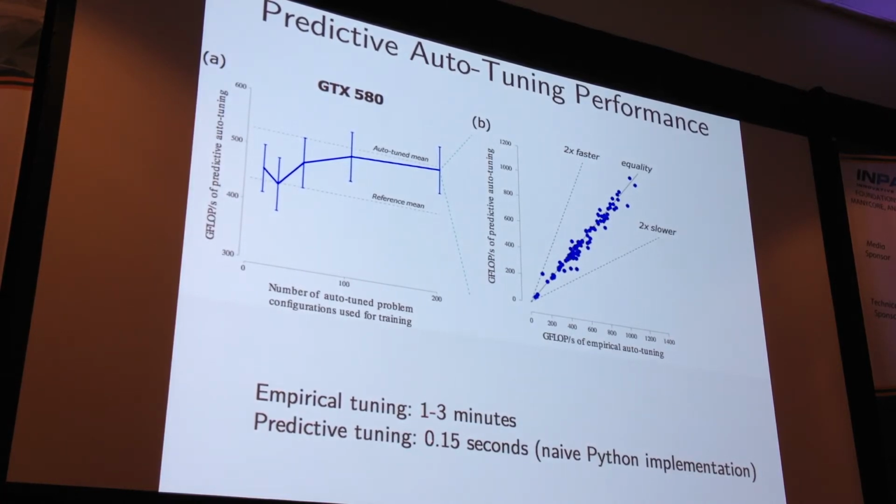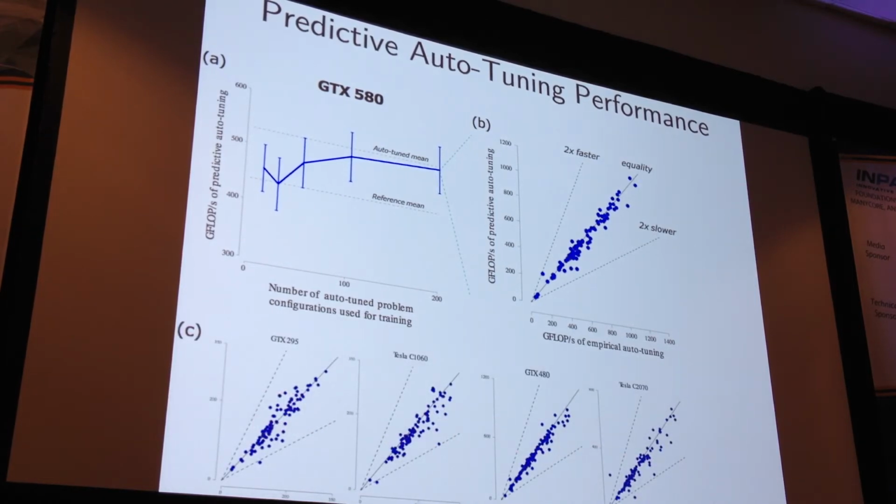And the difference is that this takes a fraction of a second to do, even with that lousy Python implementation, if I do say so. On different data, on different cards, the 295, the Tesla 1060, the GTX 480, and the Tesla 270, this is probably the best fit as far as that goes. But you can see that in all the cases, it lines up roughly along the diagram. So our model is good enough to be used.